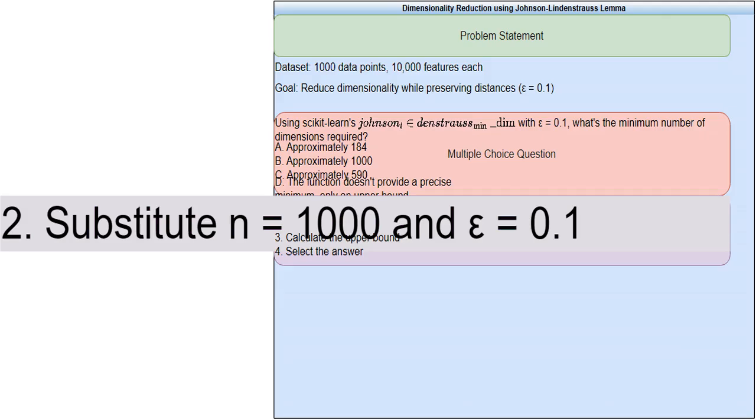I've calculated an upper bound of approximately 2,763 dimensions. Looking at the multiple choice options, none of them are close to this number. This tells me something important. The Johnson-Lindenstrauss lemma's function only provides an upper limit, not the exact minimum number of dimensions. Therefore, the correct answer is D. The function gives an upper bound, not a precise minimum.